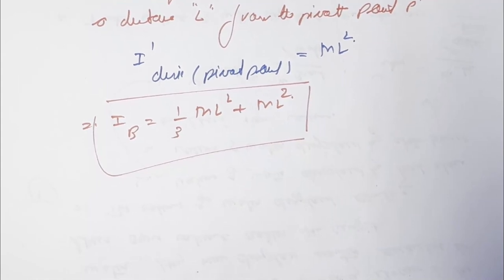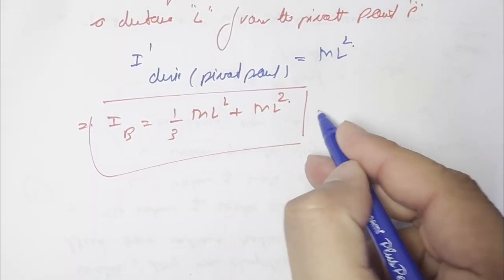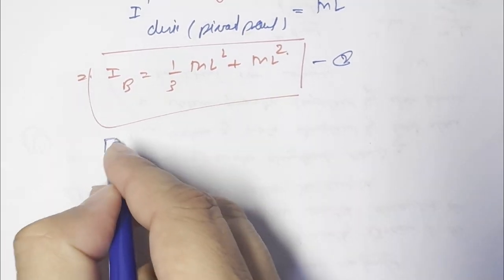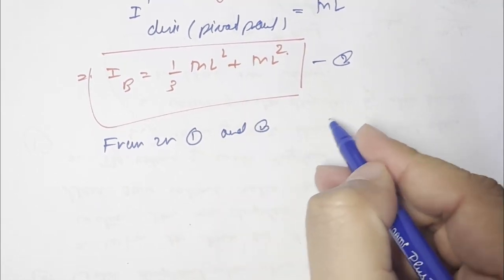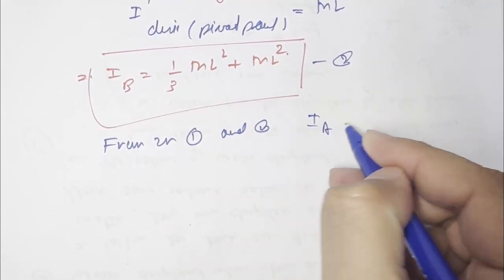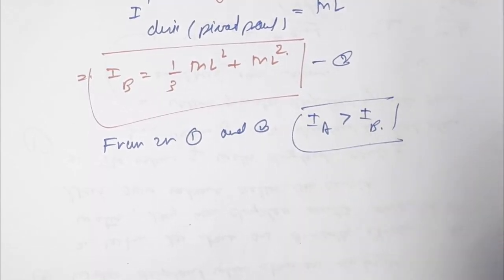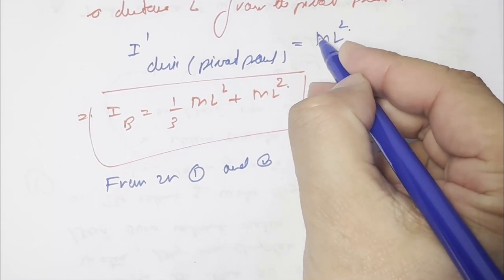So we have two equations. First equation was for case A, and second equation for case B. If you make a comparison between equation 1 and 2, you can clearly see that moment of inertia of case A will be greater than moment of inertia for case B. It is very clear from the equation itself. Sorry, 1 second. This is small m, not capital M.